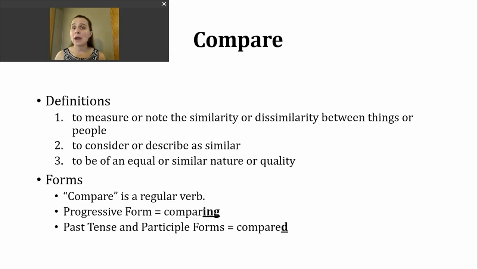Compare is a regular verb. To make the progressive tense, we're going to drop the E and then add ing to make comparing. To make the past tense and participle forms of this verb, we're just going to add a D because this verb ends in E. The base verb, compare, ends in an R sound. So the past tense form of this verb is going to make a D sound. Compared, compared.